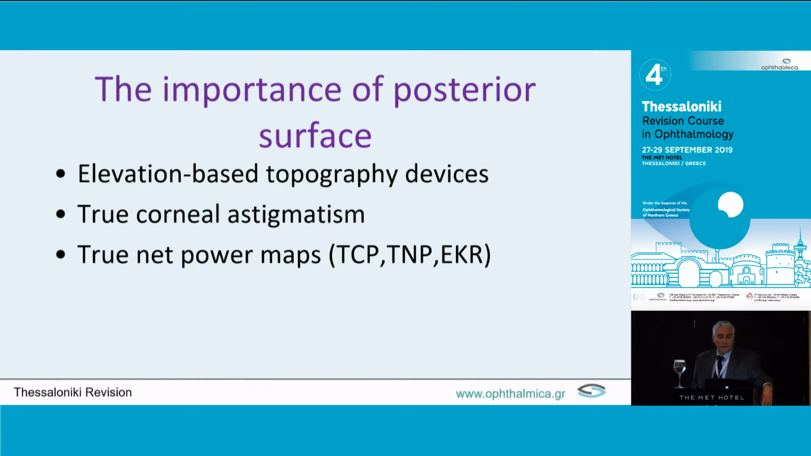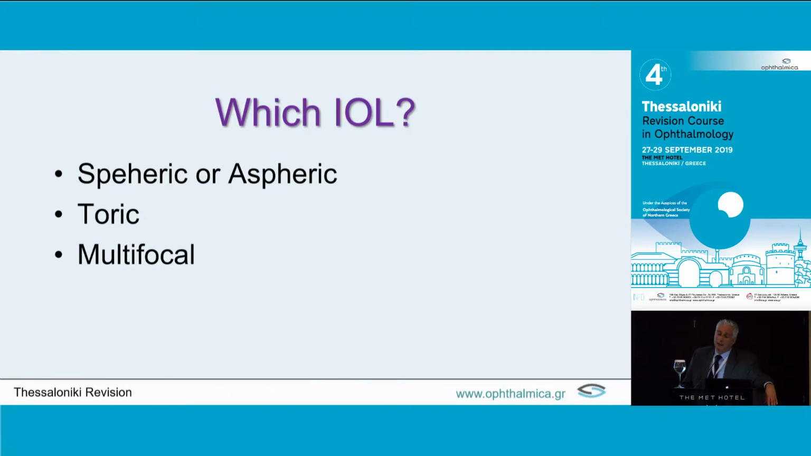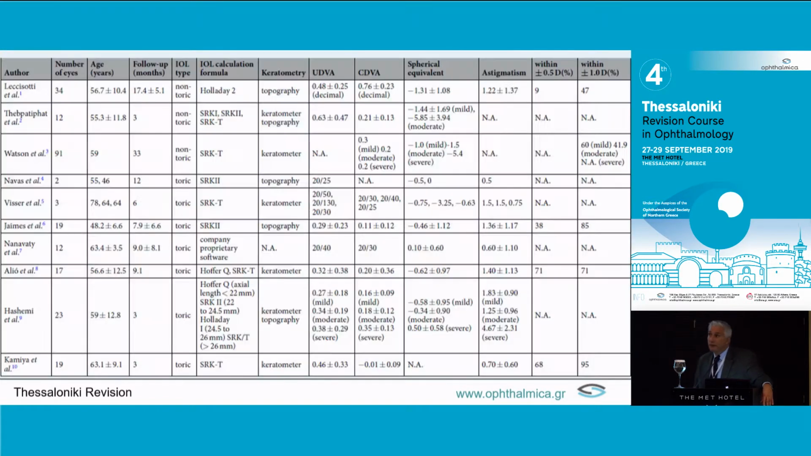Whatever you use, either the true corneal astigmatism, the true net power, whatever, please consider these as your standard cornea power that you're going to put in your formulas. It is very, very important to use the posterior surface, and this is probably the best tip I can give you. What about IOLs? Spheric, toric, multifocal, whatever. Torics, although there is a lot of discussion, whenever they were used, the result was always better. The uncorrected result was always better compared to the standard lenses. And this is something that we all agree.